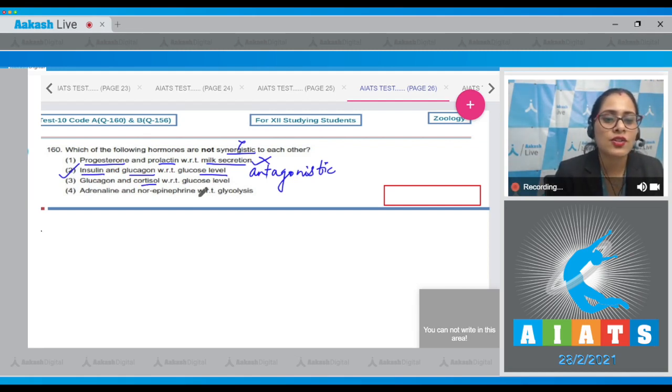Glucagon and cortisol with respect to glucose level are synergistic. So this cannot be a correct answer. Option number 4, adrenaline and norepinephrine with respect to glycolysis. And as both these hormones or catecholamines are synergistic with respect to glycolysis, so this cannot be a correct answer. And the correct answer to this question is option number 2. Let's move on to the next question.